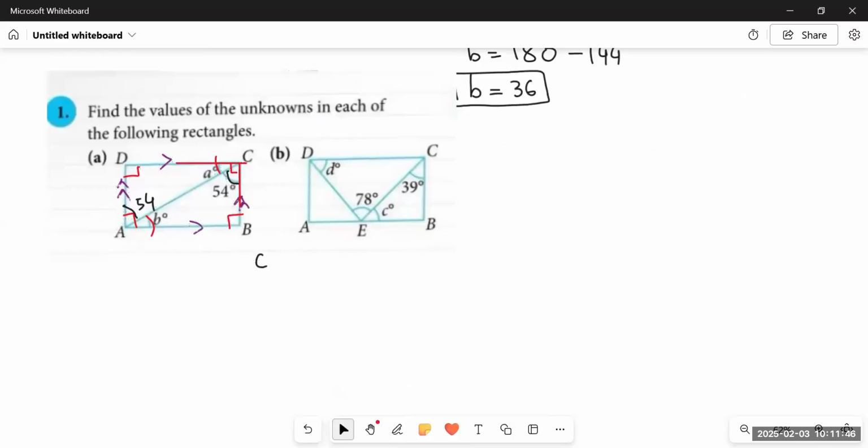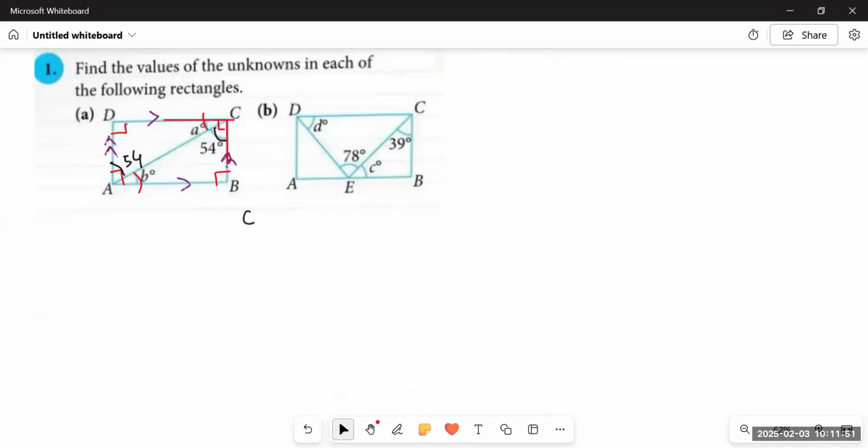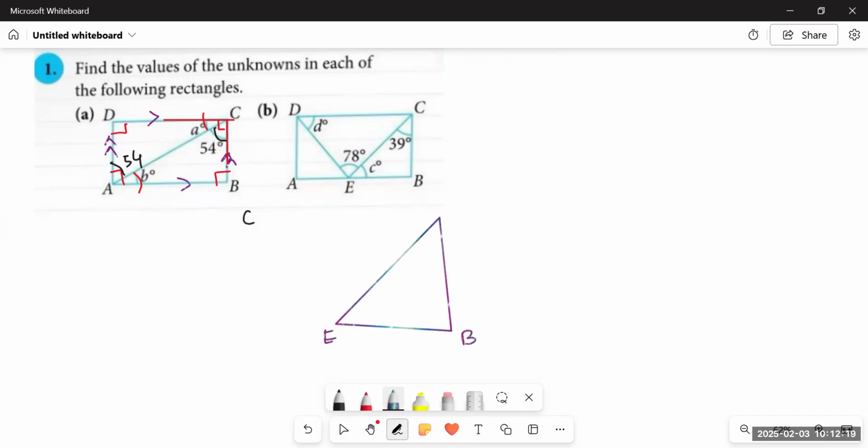Now let's talk about part B. In part B, we can see that there is no diagonal line that cuts the two vertices, but here we have two different lines from point D to E and from E to C. Now we have three different triangles in this particular rectangle. Let us start from angle C. If we talk about angle C, let us draw a triangle over here. It would become easier for you to understand that in this triangle, we have B, E, and C.